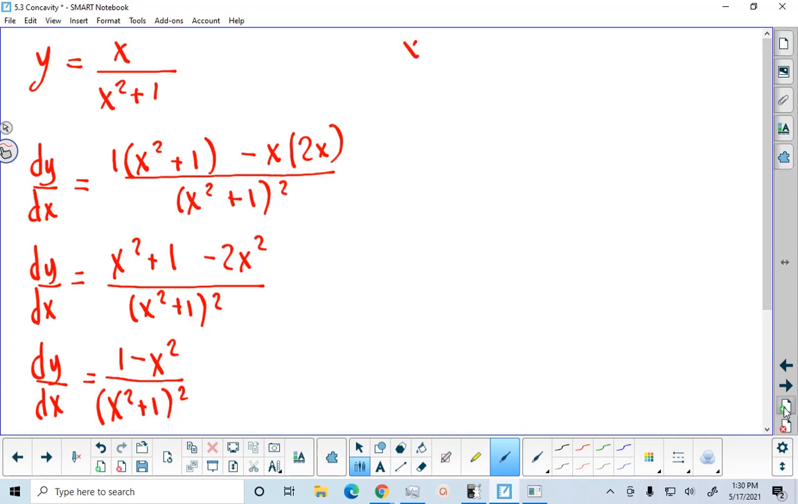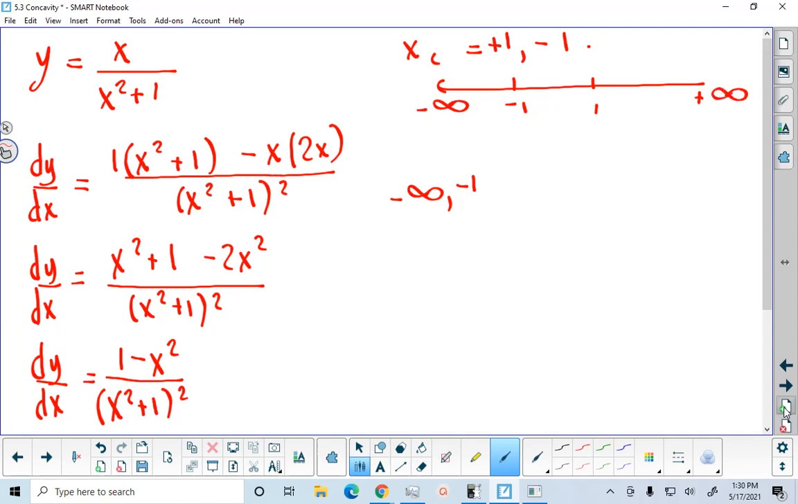Critical values would be plus 1 and minus 1. Well, let's do our first derivative table then. My first derivative table is going to have an interval from negative infinity up to the first critical number, which is negative 1. So when you put these on a number line, the negative 1 comes first, then from negative 1 to 1, then from 1 to infinity.